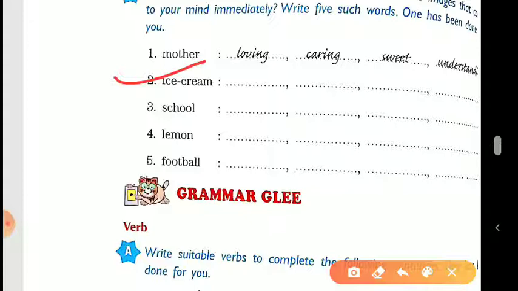C-E-L-E-B-R-A-T-I-O-N, celebration. So again, I'm repeating the words which strike to us when we hear the word ice cream. And the words are cold, delicious, sweet, happiness, celebration.